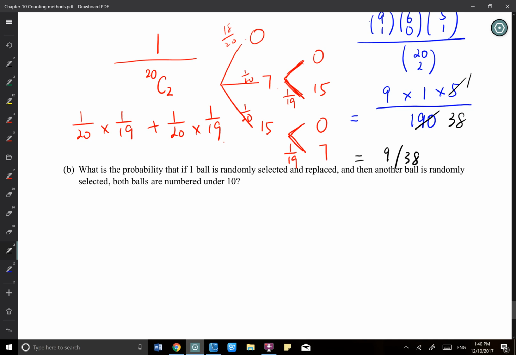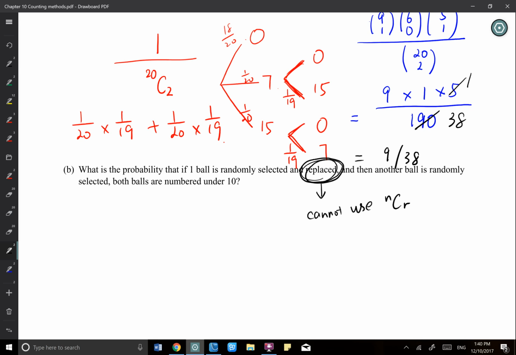Okay. The last one says, what is the probability that if one ball is randomly selected and replaced? When you see the word replaced, you cannot use NCR, because NCR only deals with without replacement situations. So you can't repeatedly have something. When you get replaced, that will be a totally different thing.